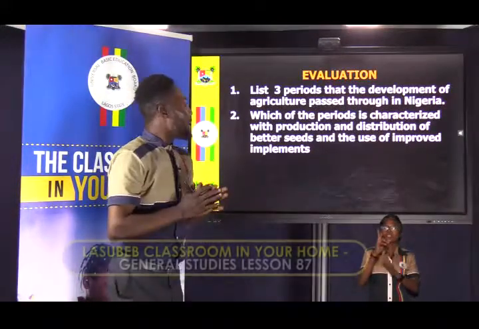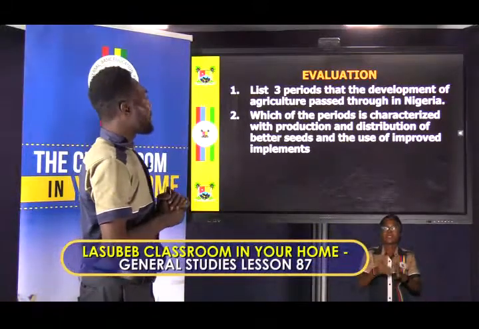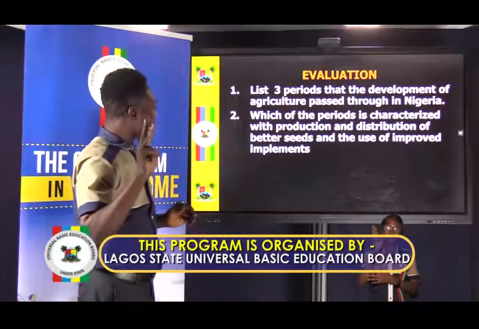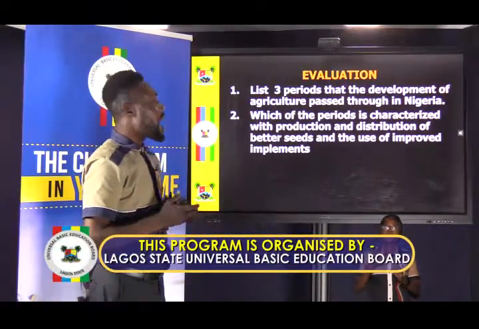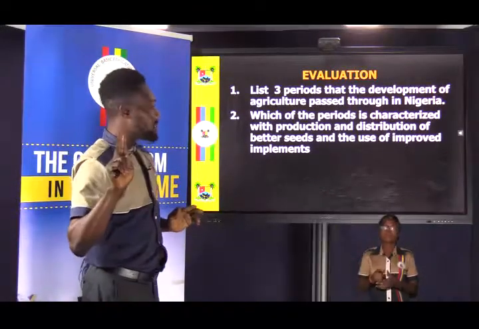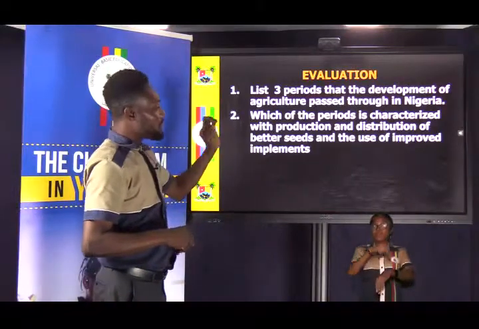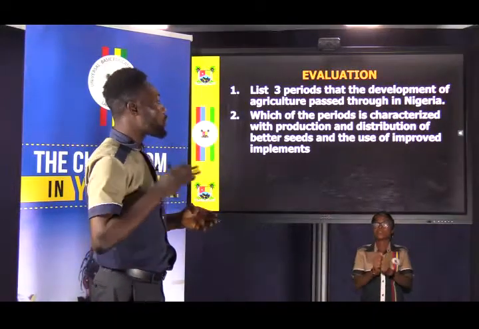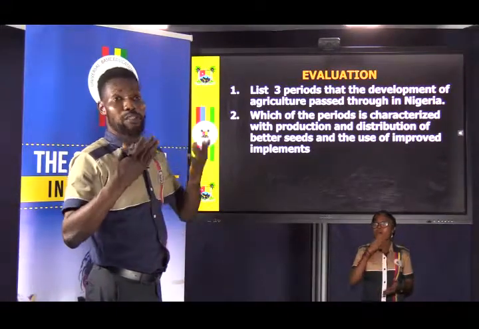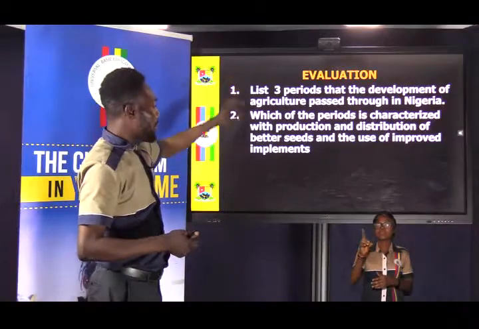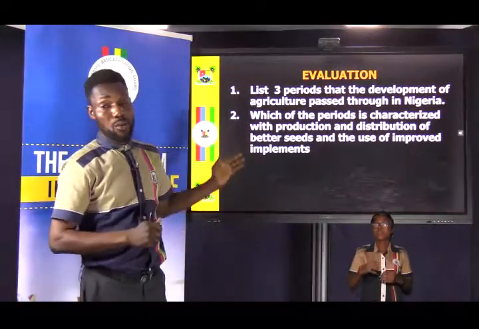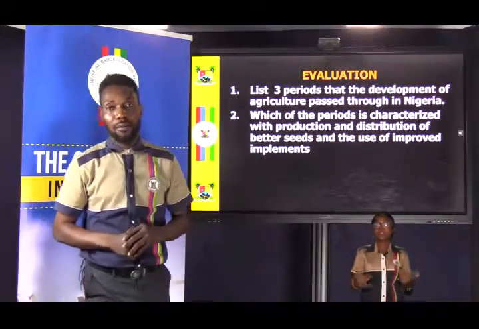Questions. List 3 periods that the development of agriculture passed through in Nigeria. Just list 3 periods that the development of agriculture passed through in Nigeria. Question number 2, just listen attentively. Which of the periods is characterized with production and distribution of better seeds and the use of improved implements? Which of the 3 periods? You just mentioned that one. So you have just 30 seconds to do this. Your time starts now.